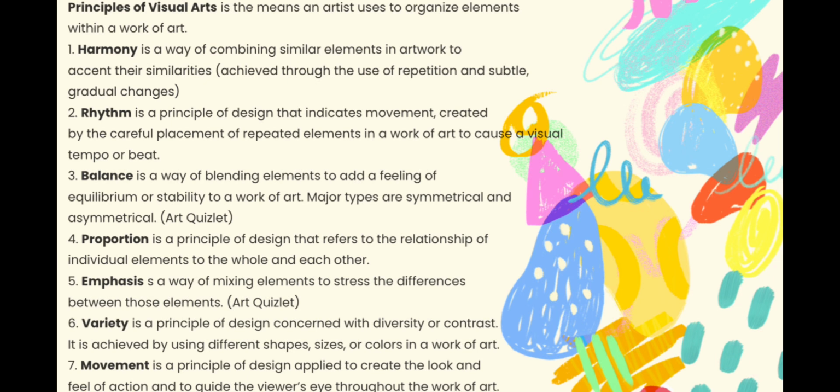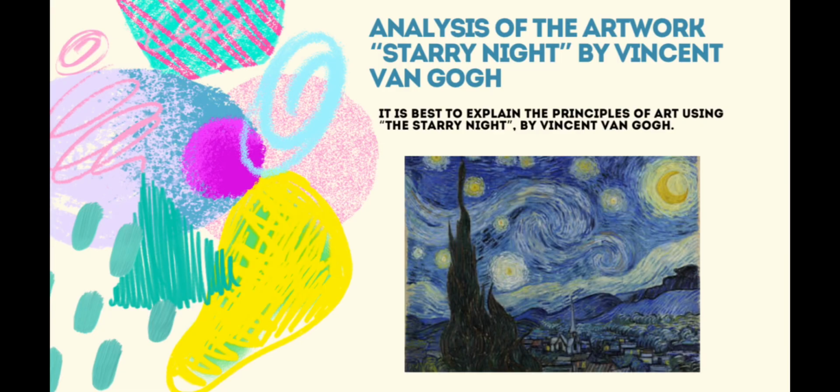Number 6, variety. Variety is a principle of design concerned with diversity or contrast. It is achieved by using different shapes, sizes, or colors in a artwork. Lastly, number 7 is movement. Movement is a principle of design applied to create the look and feel of an action to guide the viewer's eye throughout the work of art. One of the examples is the analysis of the artwork Starry Night by Vincent van Gogh. It is best to explain the principles of art using the Starry Night by Vincent van Gogh.